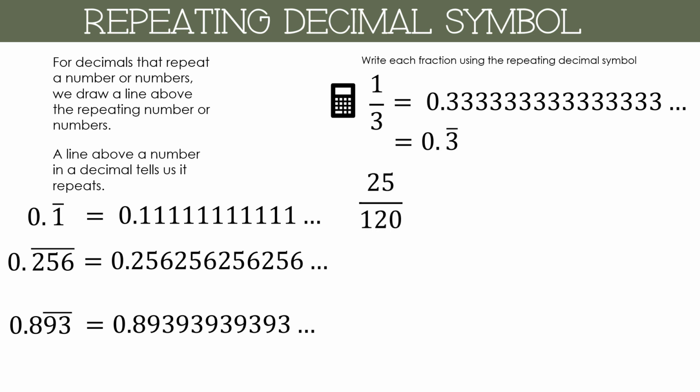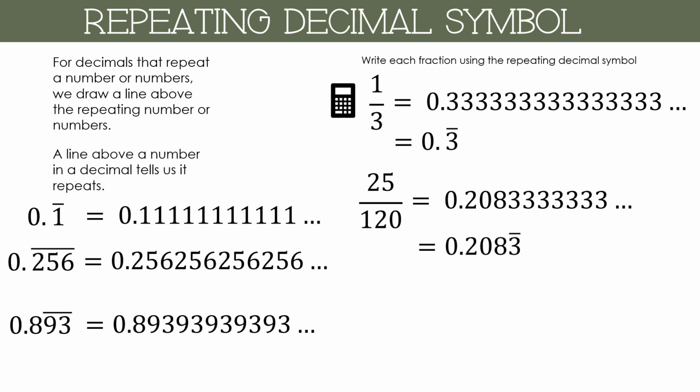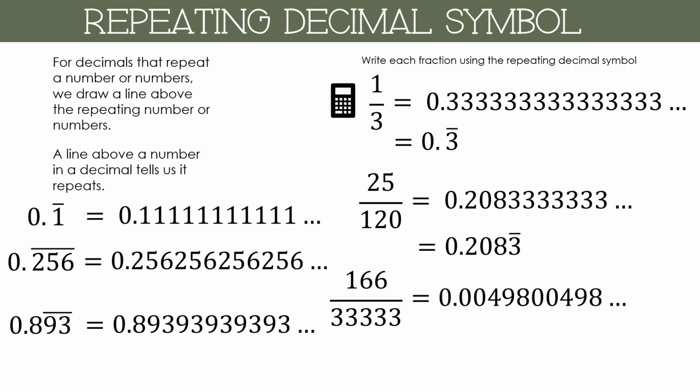Try this one, 25 over 120. Hopefully you get something that looks like that. In this case, it's only the 3 that repeats. So the first numbers, 208, do not have a line over it, just the 3. How about this last one? Put that one in your calculator. Did you get this number? Yup. And if we really look at it, we see that 00498 keeps repeating. So that's why all the numbers have a line over it.